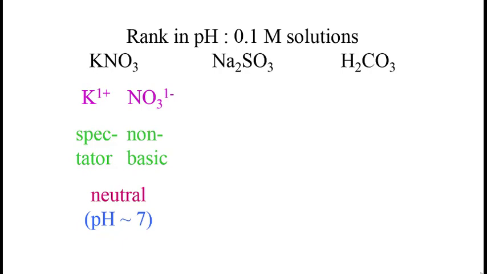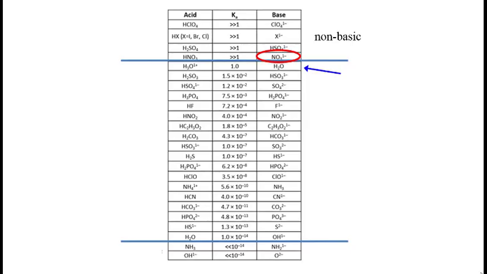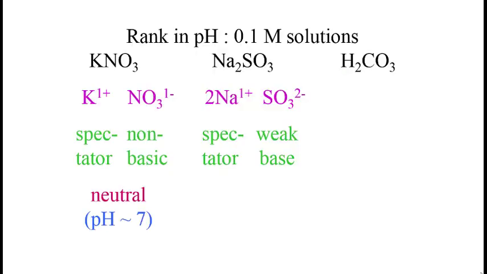Next is sodium sulfite. When it dissolves in water, we have sodium ions and sulfite ions. Sodium is again a spectator ion. We look on the acid-base chart for sulfite and we find it about halfway down. We're reminded that bases in this part of the chart are weak bases. Since we have a solution that has a spectator and a weak base in it, we expect it to be basic.